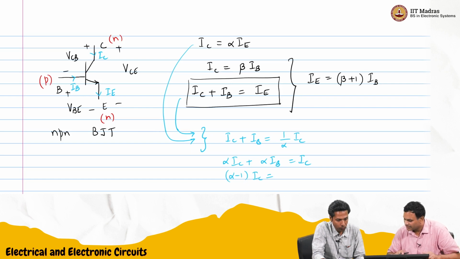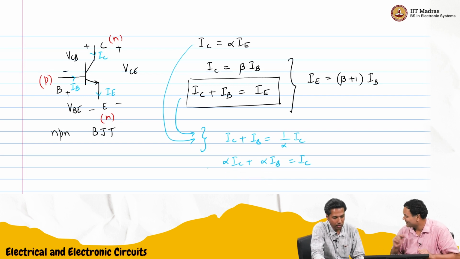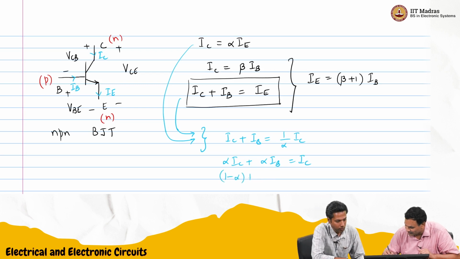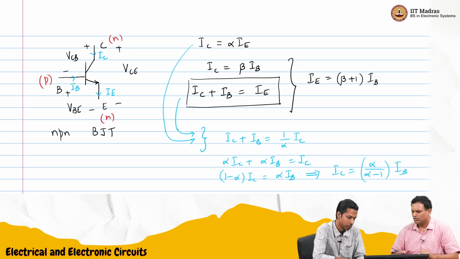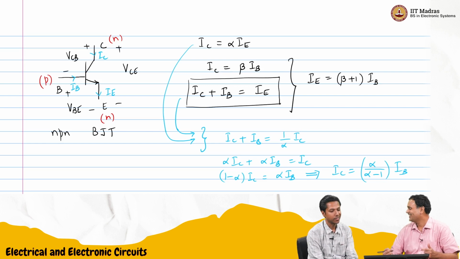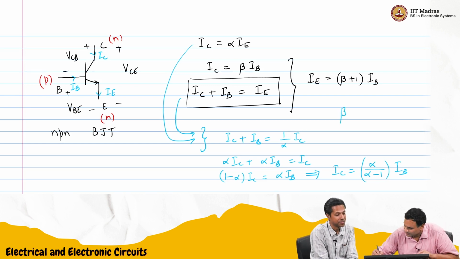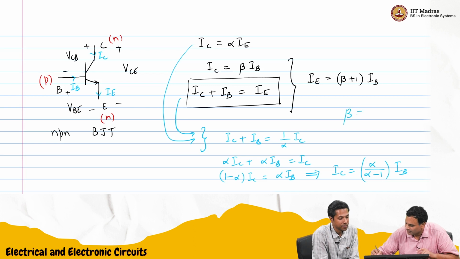I brought it to this side. Or rather, we'll take one to the other side, it is easier, because alpha is less than 1. So 1 minus alpha times IC is alpha IB, which means IC is alpha by 1 minus alpha times IB. This is great. Now that means beta is related to alpha also. So it looks like beta is alpha by 1 minus alpha. I think I made a mistake earlier, it is 1 minus alpha.